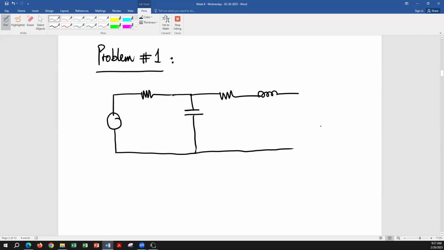Alpha equation, yes. R over 2L, instead of 1 over 2RC, R over 2L.